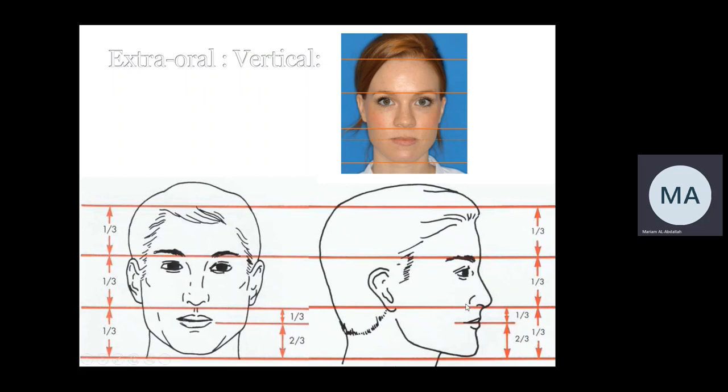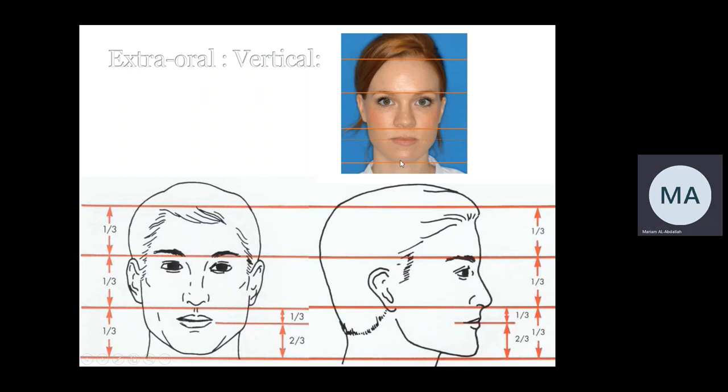Linear assessment by looking at the proportions of the face. We look at the upper facial height, middle facial height, and lower facial height. Okay, how do we do this? We divide the face into three thirds, starting from the hairline to the glabella, from the glabella to the subnasale, from the subnasale to the menton. Menton is the lowest part of the symphysis or the chin.